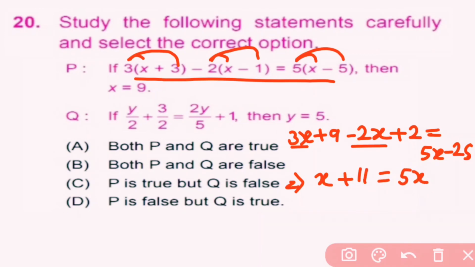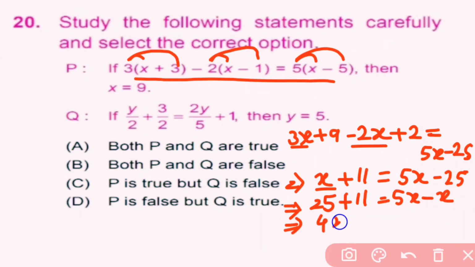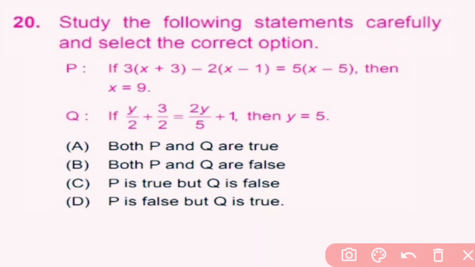Now 3x minus 2x is equal to x, and 9 plus 2 is equal to 11, equal to 5x minus 25. So we take 25 this side, it will become plus 25, and we take x this side, it will become minus x. So 4x is equal to 36 and x is equal to 36 by 4. 4 9s are 36. So x is equal to 9. So here x is equal to 9 is correct.